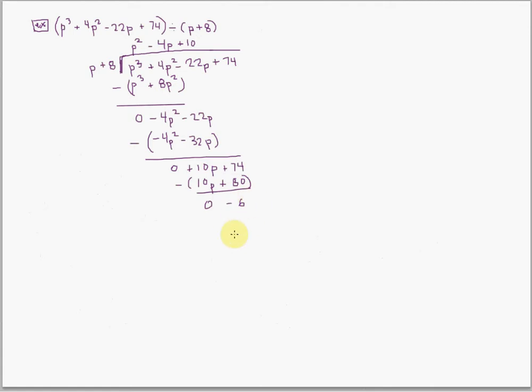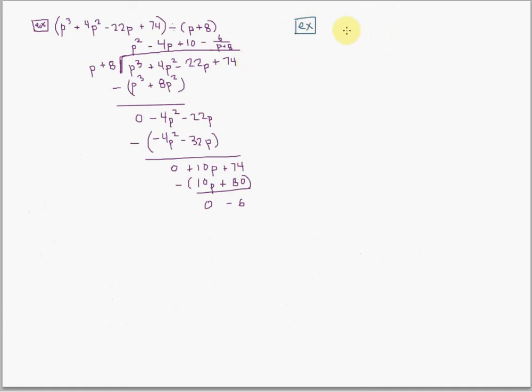Now in polynomials, you don't just want to write remainder negative 6. What we want to do is take negative 6, which is a remainder because it has not been divided by this polynomial yet, and write it as negative 6 divided by p plus 8. Okay, so hopefully you've done that process before. I did take the time to go through it to make sure it's here, but let me know if you have never done that before and need more examples, and we can do that.